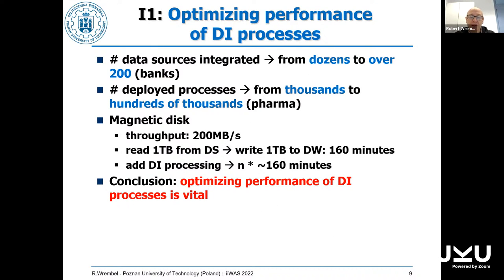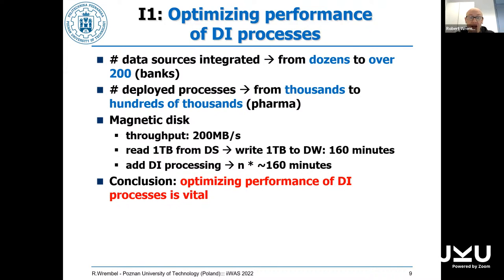So issue number one that I would like to point to is optimizing performance of data integration processes. In large banks, they integrate from dozens to over 200 different data sources. In banks, they say, name a data source and we have it. So that's the story. And then the number of deployed processes to integrate over 200 data sources ranges from thousands to hundreds of thousands. Hundreds of thousands, I know it, they have this number of processes in pharma.